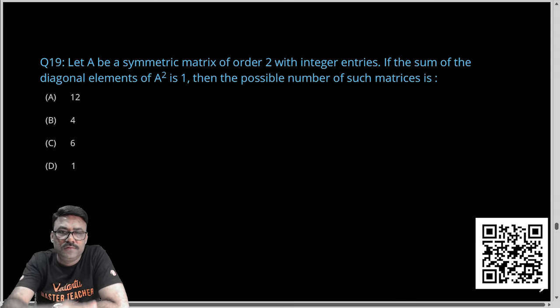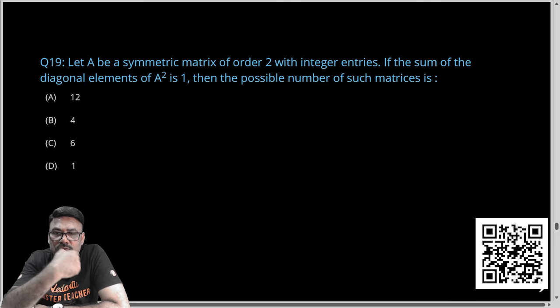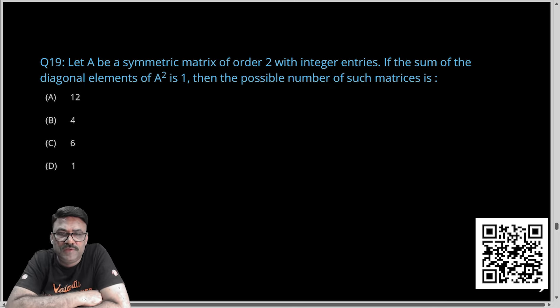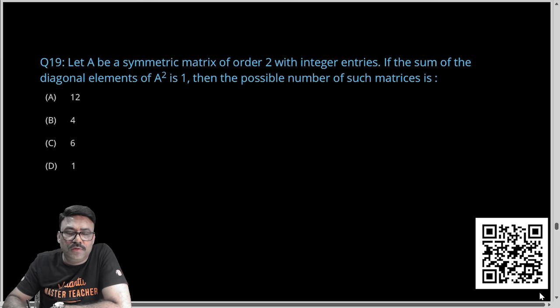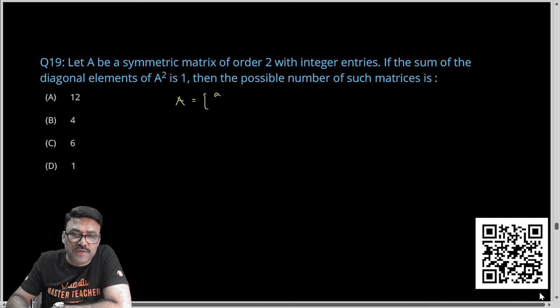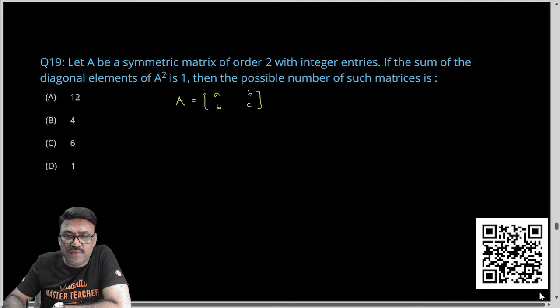Next question is based on matrices. A is a symmetric matrix of order 2 with integer entries. If the sum of diagonal elements of A square is 1, then find the possible number of such matrices. So A is a matrix of second order and it is symmetric. Since it is symmetric, I can take it as A, B, B, C, since A12 and A21 should be the same. Diagonal can be anything.